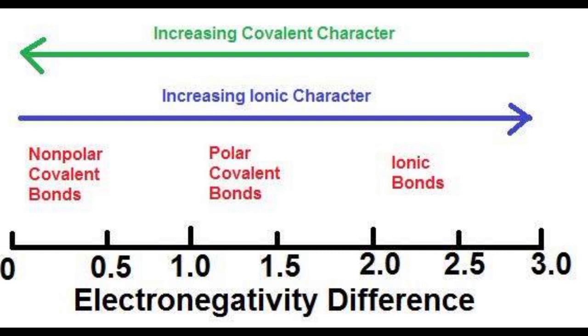The polarity of a bond is based on the electronegativity difference of the two atoms involved in the bond formation. This could differentiate whether covalent bonds are polar or nonpolar. Let's look at this chart.